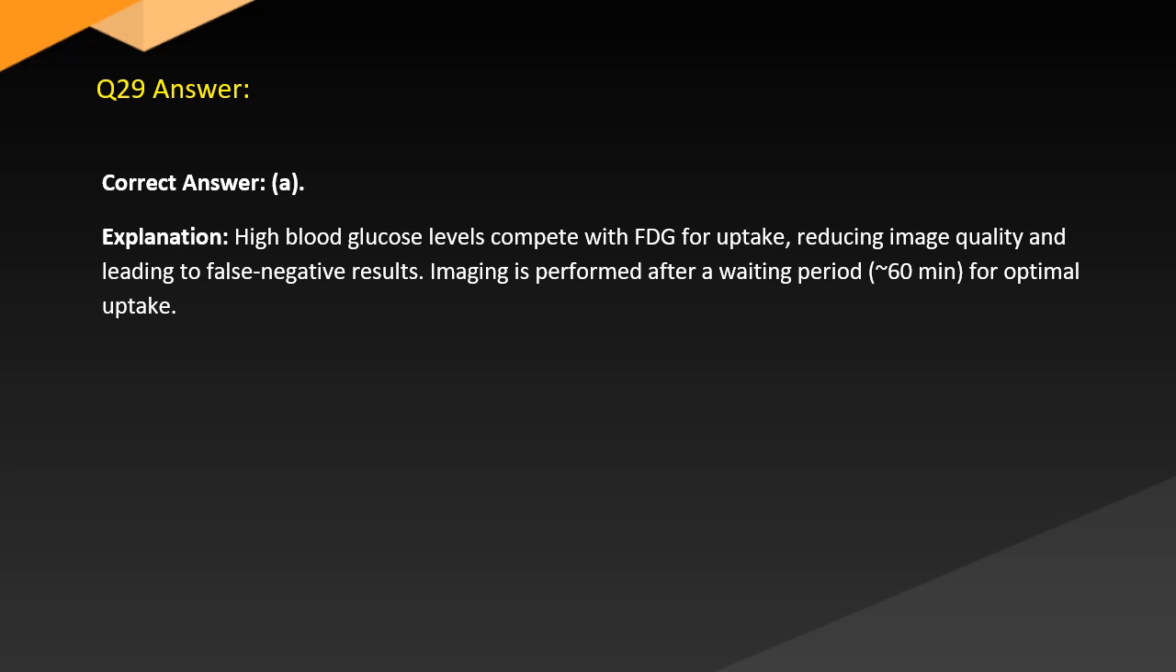Answer. Correct answer: A. Explanation. High blood glucose levels compete with FDG for uptake, reducing image quality and leading to false negative results. Imaging is performed after a waiting period of 60 minutes for optimal uptake.